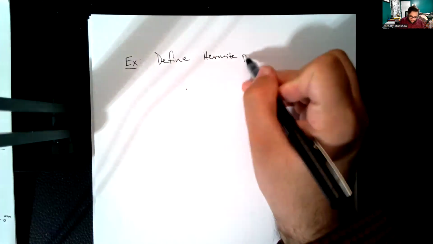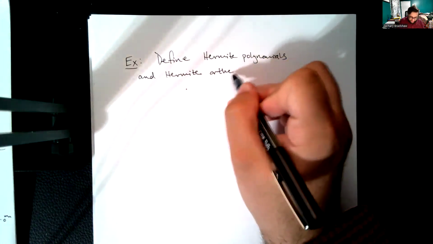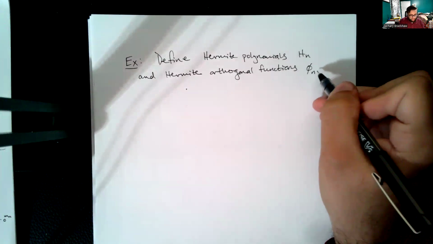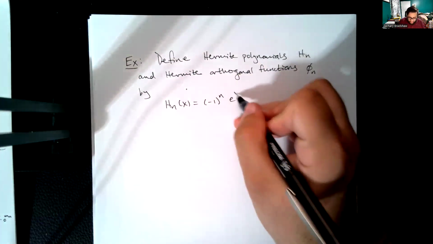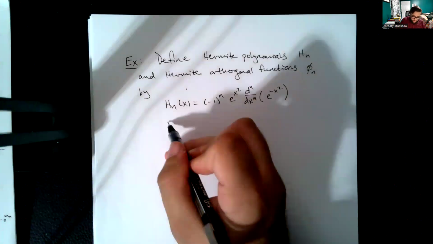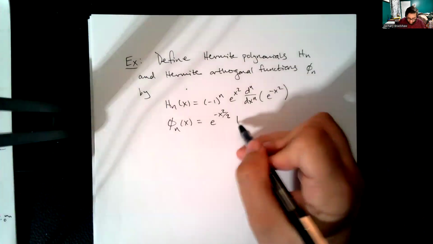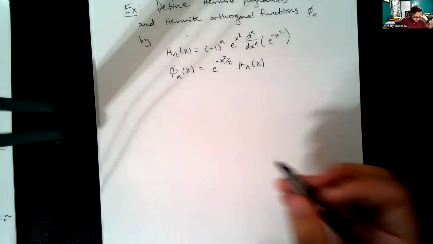We can define the Hermite polynomials. And Gamelin calls them the Hermite orthogonal functions. So the Hermite polynomials will be Hn, and the Hermite orthogonal functions will be phi n. So the Hermite polynomials will be minus 1 to the n, e to the x squared, times the nth derivative of the Gaussian. And the Hermite orthogonal functions will be the Gaussian times the Hermite polynomials.